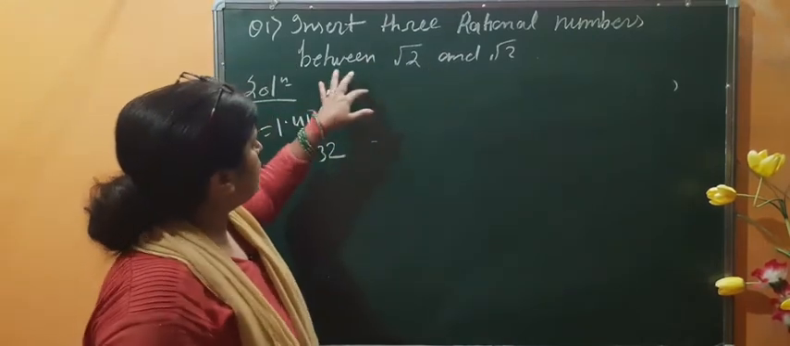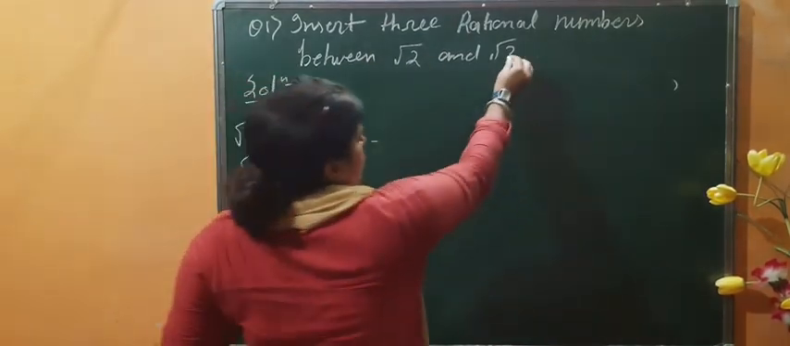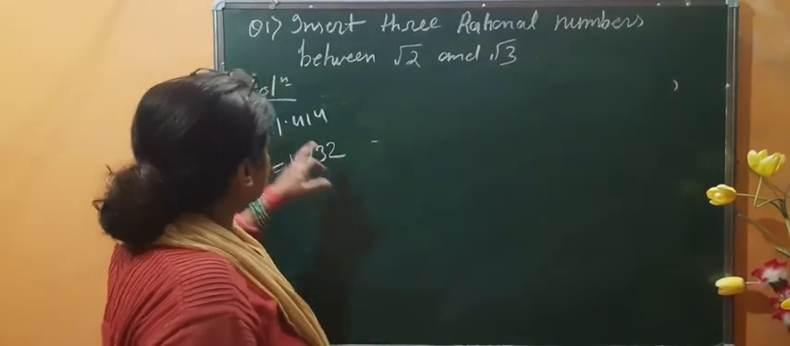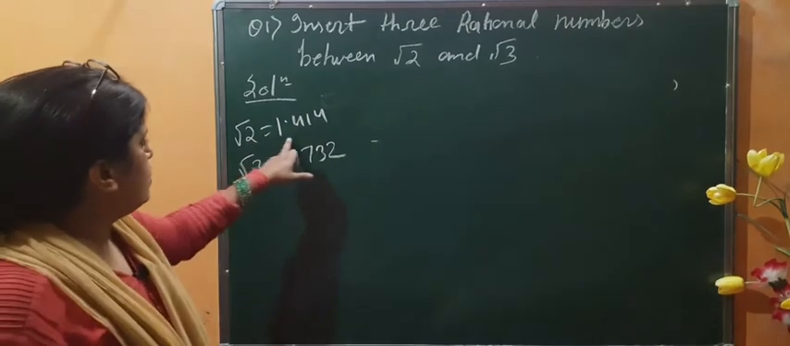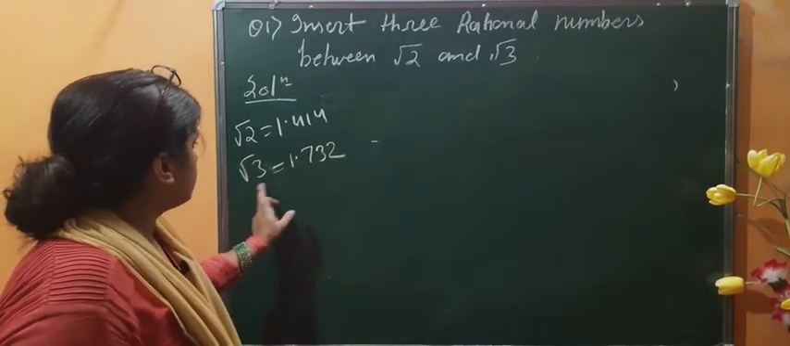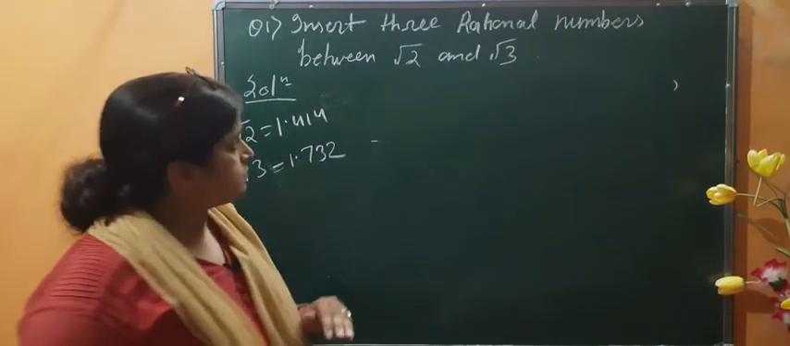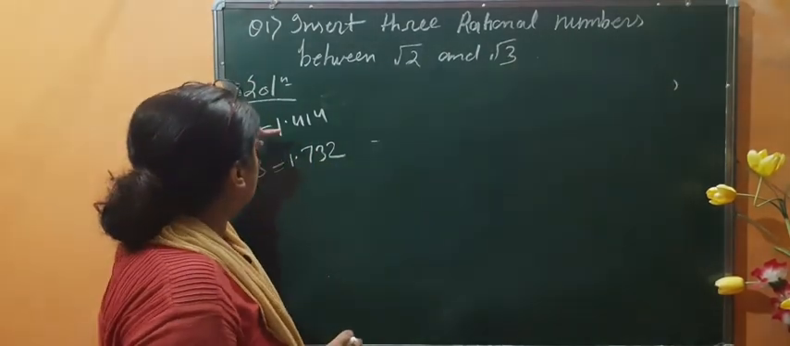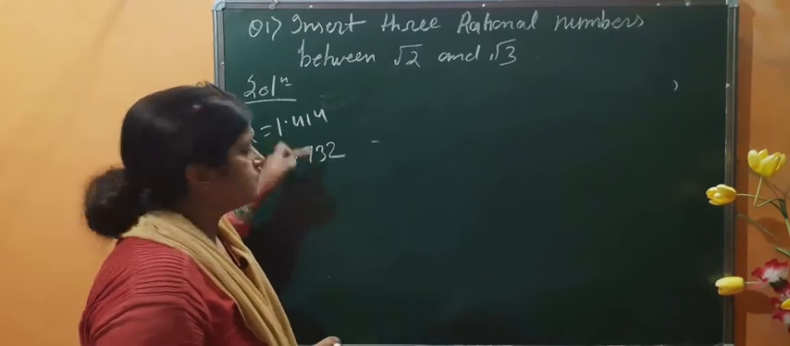Insert 3 rational numbers between root 2 and root 3. My real answer starts from here. That is my extra effort for you. Your answer starts from here only. You will write root 2 is equal to 1.414 and root 3 is equal to 1.732. Now what does my question say? My question says to find numbers between these two.